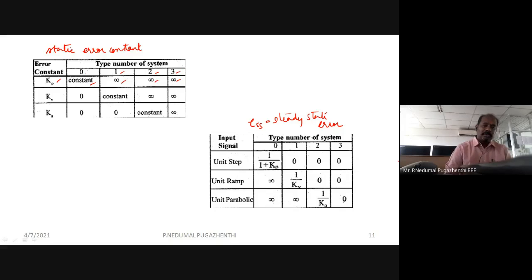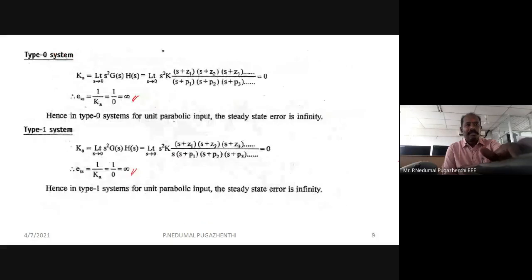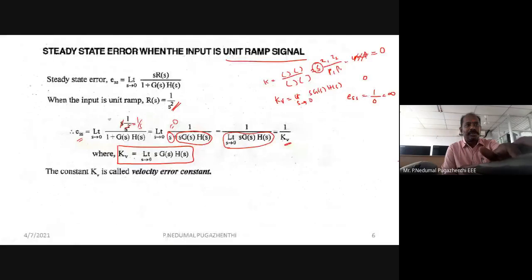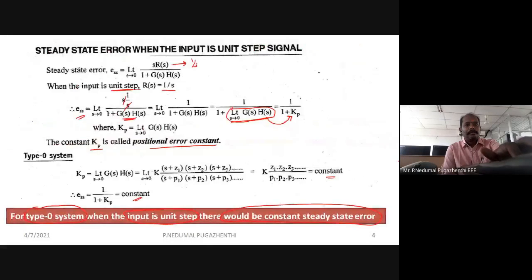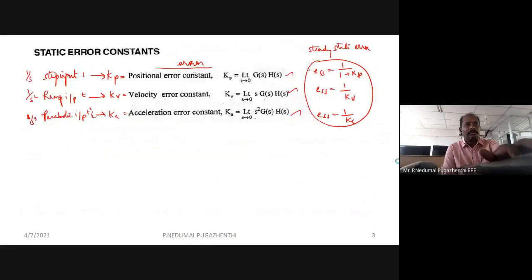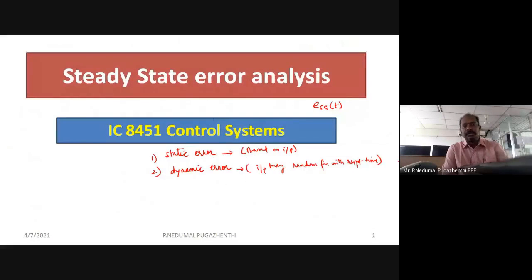So with this, I would like to close today's class. And if you have a doubt so far about whatever we have discussed, you can ask me. We will discuss the dynamic error and its coefficients in the next class. Any doubts from today's discussion?